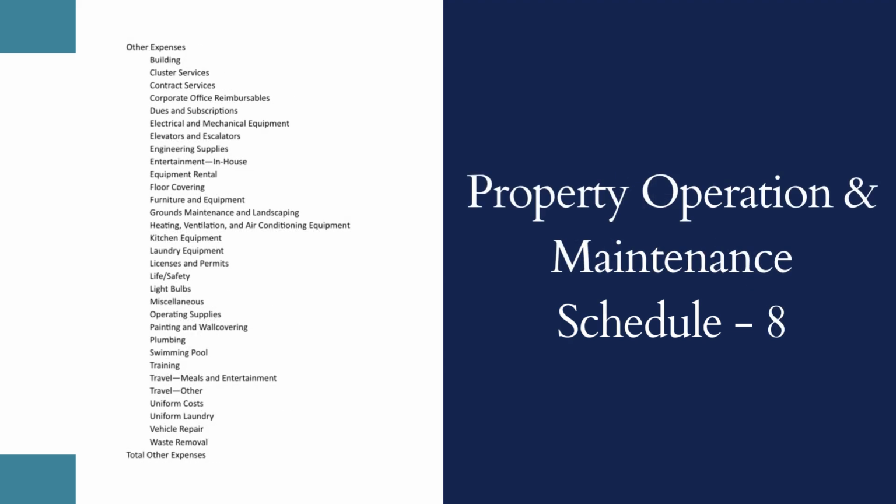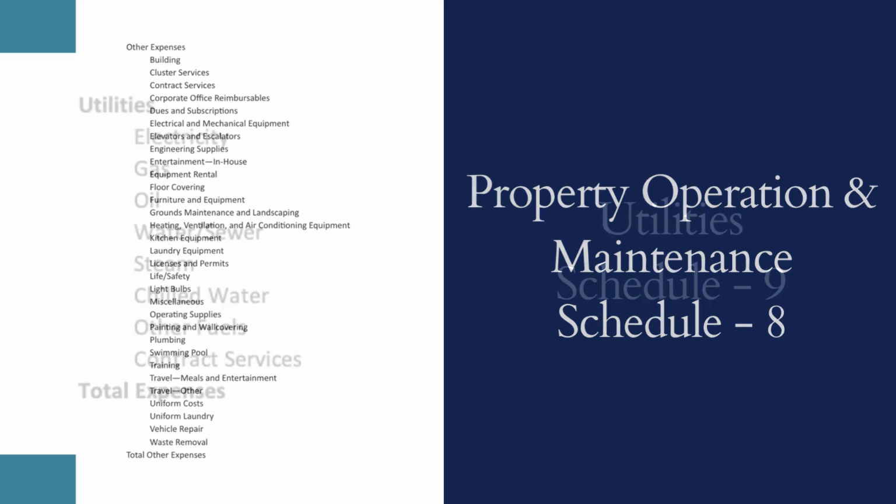Advancing to Schedule 8, Property Operation and Maintenance. The duty of upholding the hotel's impeccable condition squarely lies on the shoulders of the property operation and maintenance team. This schedule takes a comprehensive approach, encompassing expenses related to safeguarding and managing the hotel's physical infrastructure. Acting as the designated repository for all expenditures, it covers everything from the routine, like light bulbs, to more substantial investments, such as plumbing and vehicle repairs.